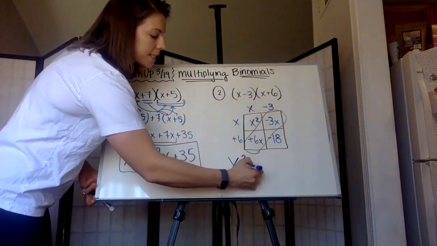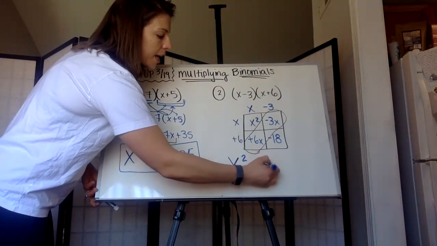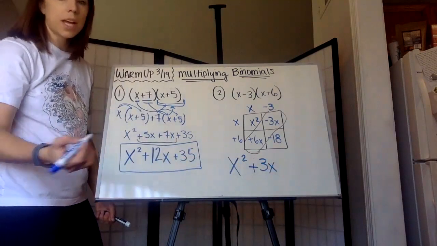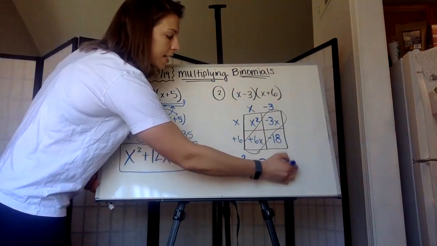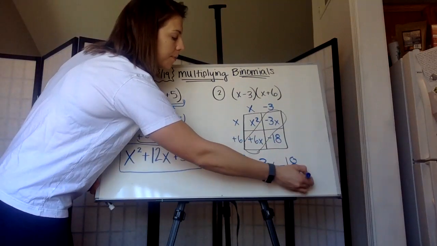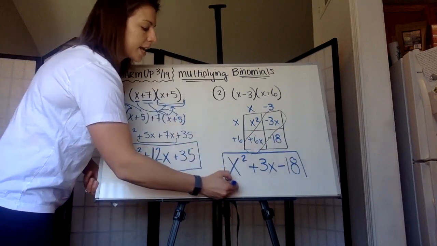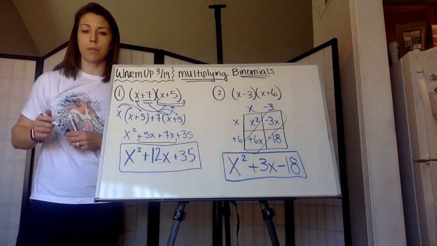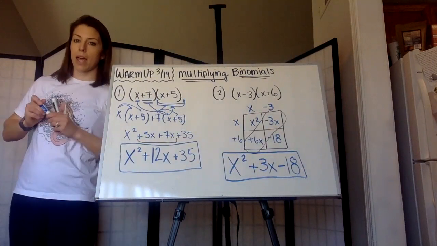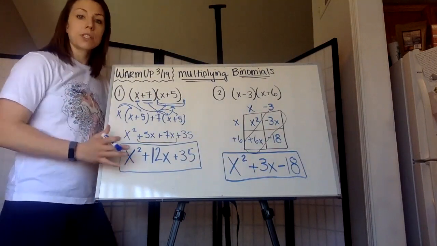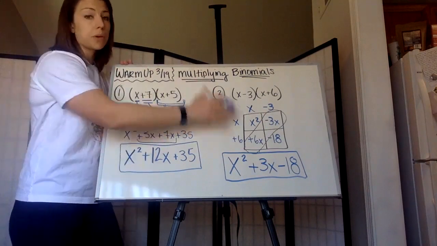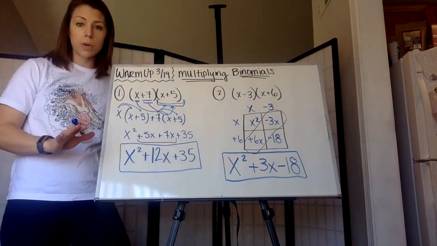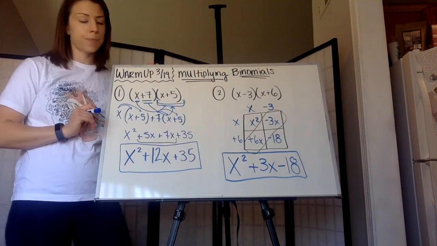6x minus 3x is a positive 3x, and what does that leave us with? Our final term, which is our constant, minus 18. That's your final answer. Again, what do we call this? We call this simplify, because simplify means do the math. So again, I wasn't expecting you to do the first one with double distribute, the second one with area model. You should be doing what works for you at this point.